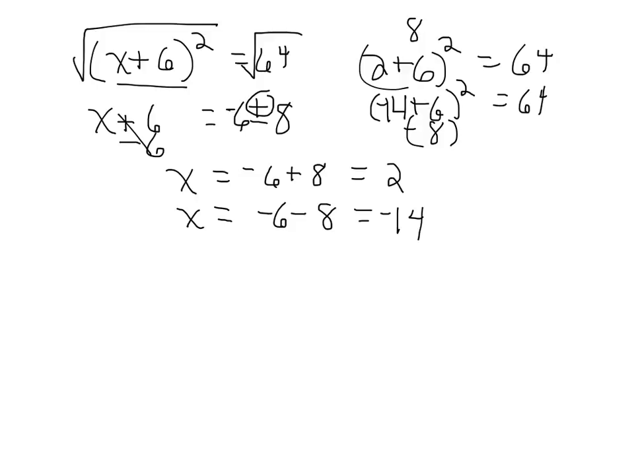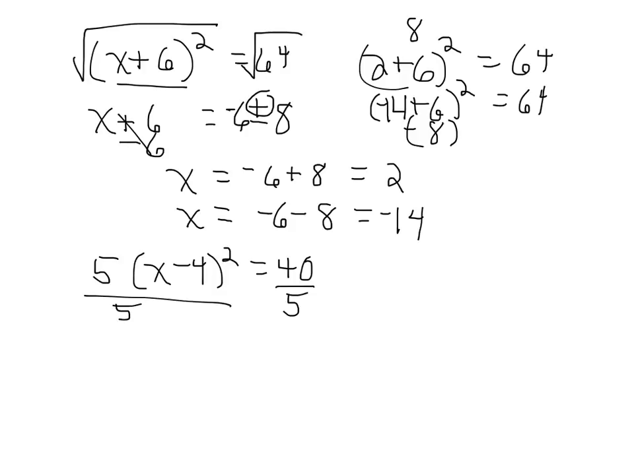Next, 5 times x minus 4 squared is equal to 40. So we need to get the expression with the variable as a perfect square. We need that alone. So the first thing we're going to do is divide by 5. That gives us x minus 4 squared is equal to 8.